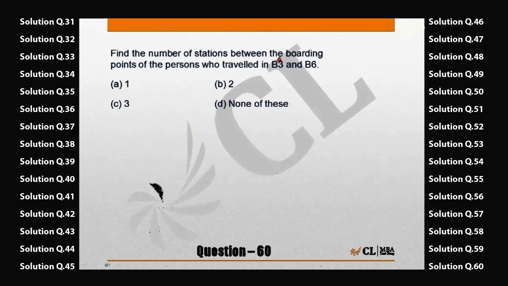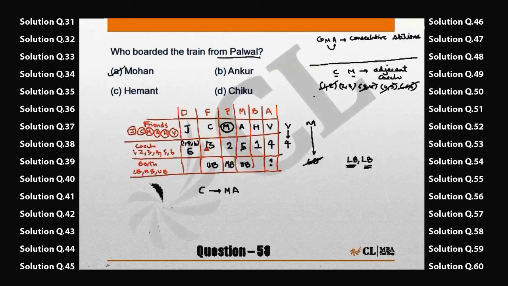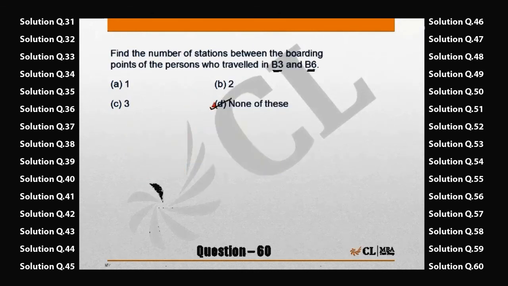Find the number of stations between the boarding points of the person who travelled in B3 and B6. B3 is here, B6 is here. The number of stations between them is 0. Answer would be none of these.